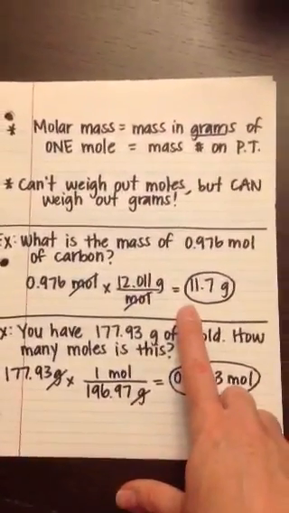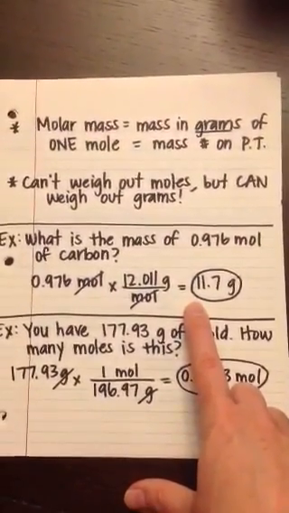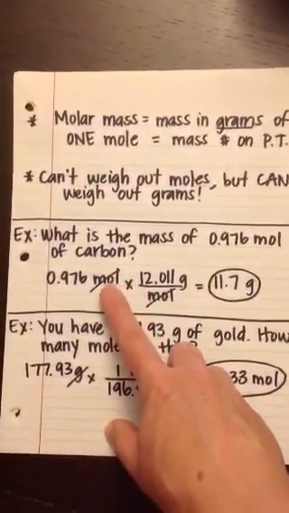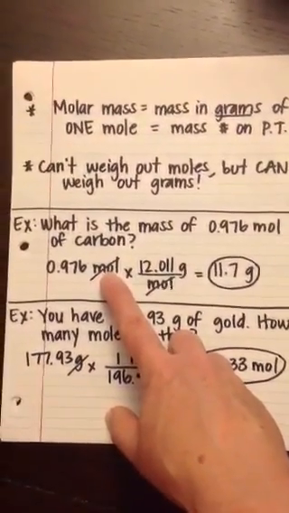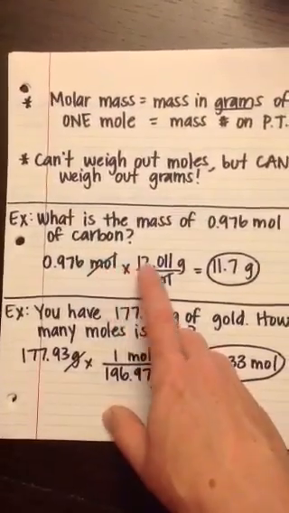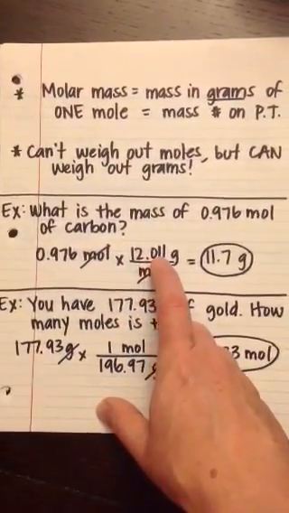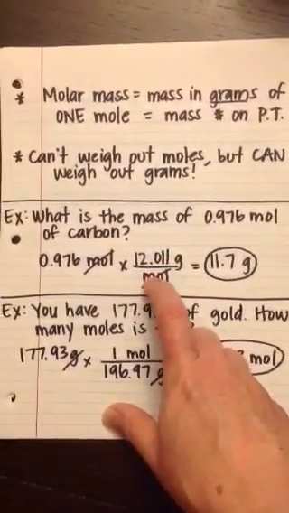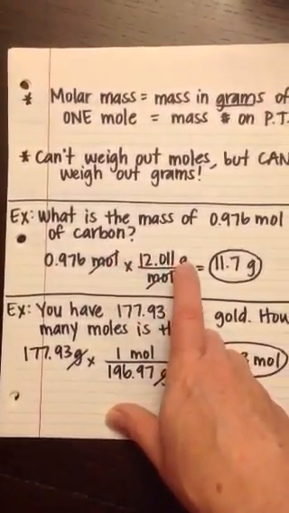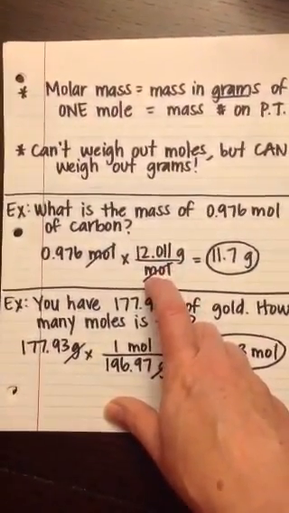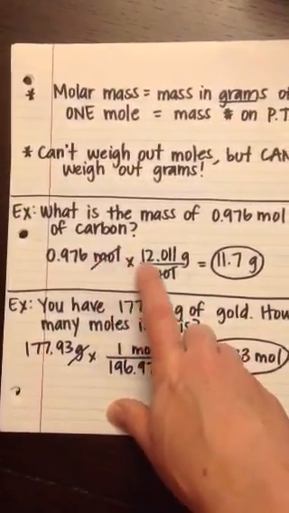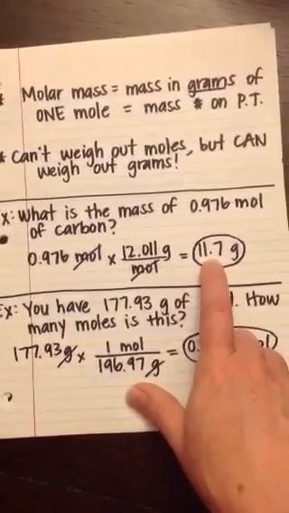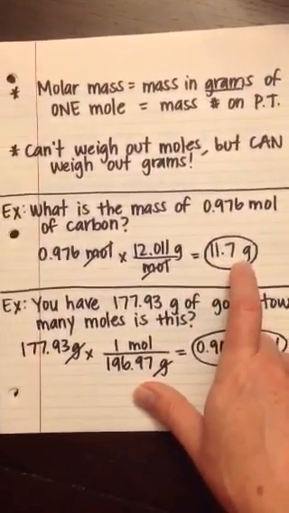So for instance, if I asked you, what is the mass of 0.976 moles of carbon? Okay, well, I can't weigh out a mole, right? That's not possible. But I can weigh out a gram. So this is the molar mass of carbon, and where did it come from? That's just the mass number from the periodic table for carbon. I want to convert from moles to grams, so that's why grams are on top and moles are on bottom. So 0.976 times 12.011 divided by 1, rounding my answer to 3 sig figs, gives me 11.7 grams.